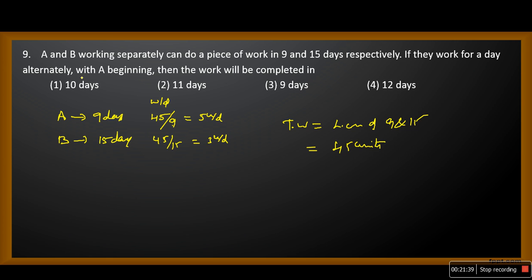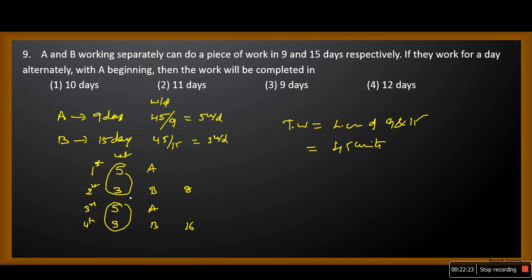Now he said that beginning with A, first of all, first day, 5 units of work will be completed, which is done by A. Second day, 3 units of work is completed, means total 8 units. So 5 plus 3 is 8. So after 2 days, 8 units of work is completed. Again on the third day A will do 5 units. On the fourth day B will do 3 units. So 8 plus 8, 16. So far 16 units is completed.